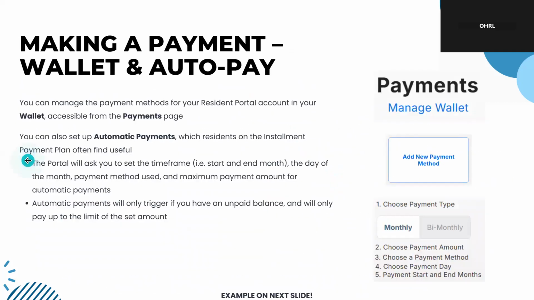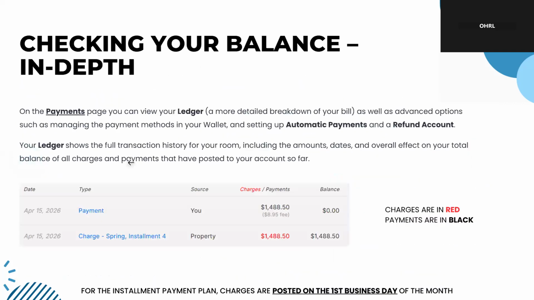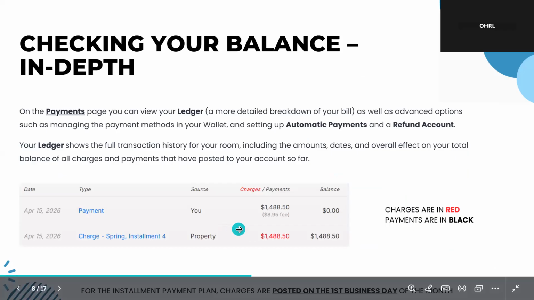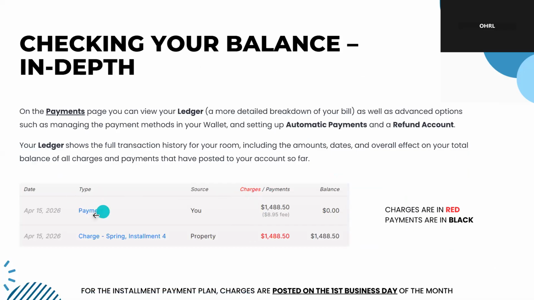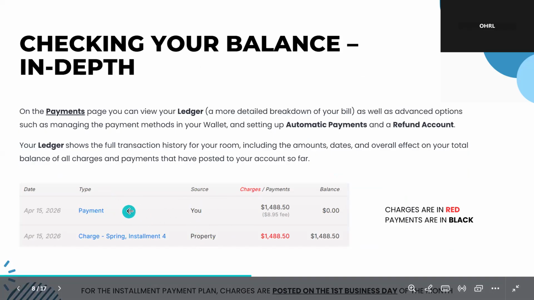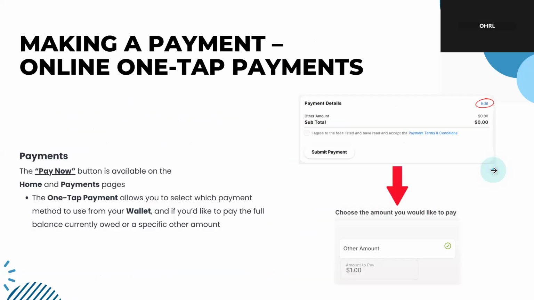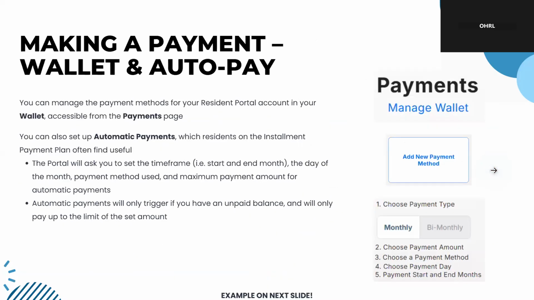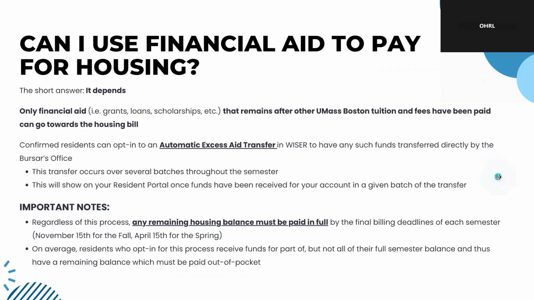Well, if we were to go back to the ledger, you would basically see after the bursar's office sent us funds for your account in part of the automatic transfer, you'd see another payment come in here. It would be marked excess aid transfer. Hopefully you'd be able to see that, but that would appear in here as a payment, which is again in black, only after the actual funds have come through that automatic transfer process. So again, that is what the layout looks like.